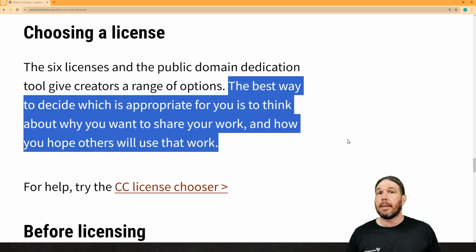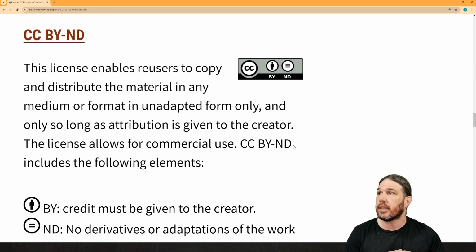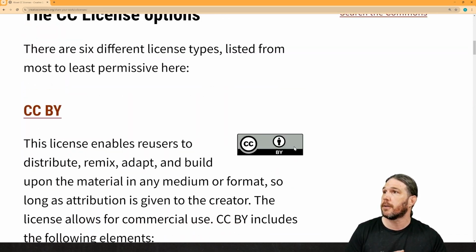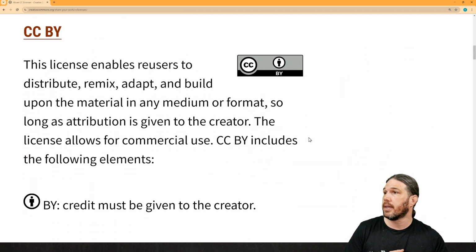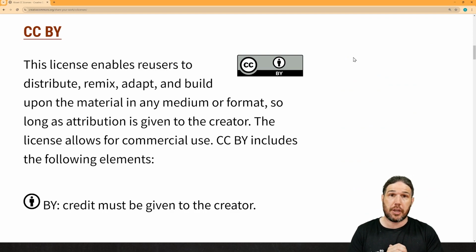So for example, in my case with these videos, I definitely want people to be able to share them. I want people to be able to remix them. I don't even mind if people make money off of them, but I would like some attribution if anybody uses my work. So I would probably use this very first license, the CC BY license. Now, I have not done that yet for this channel, at least not as of recording this, but perhaps by the time you see this, I will have done so.